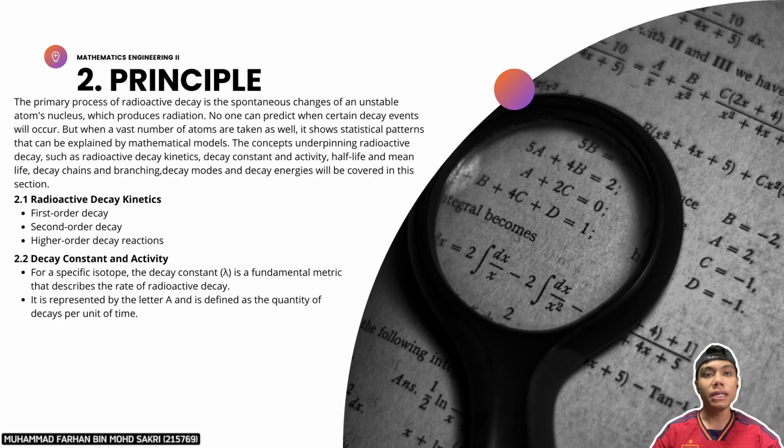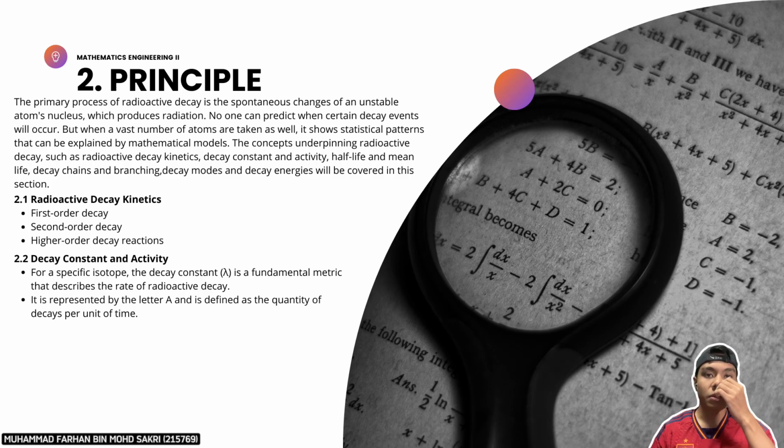Second order decay refers to the simultaneous decay of two particles, and the rate of decay is proportional to the square of the reactant concentration. For higher order decay reactions, three or more particles decay at once. The concentration of the reactant is related to the corresponding reaction order taken into account in the rate equation for those reactions.